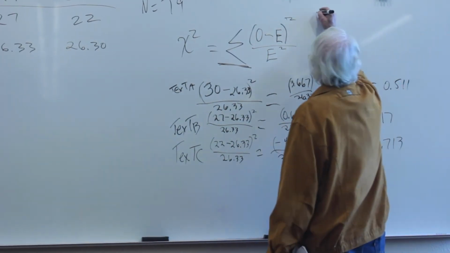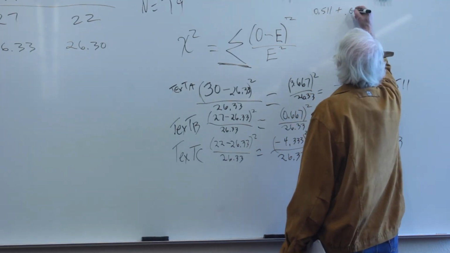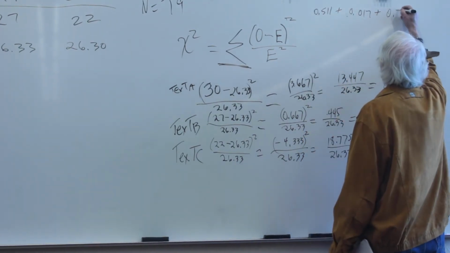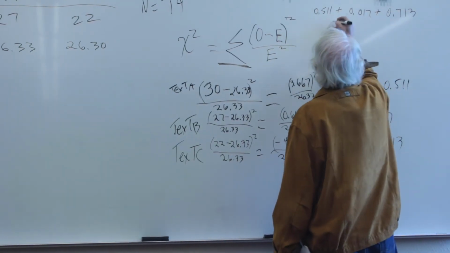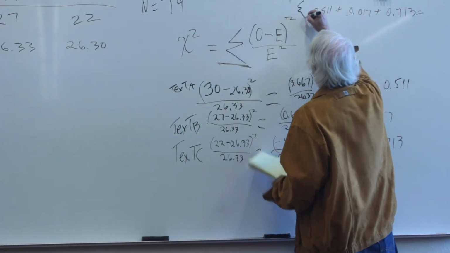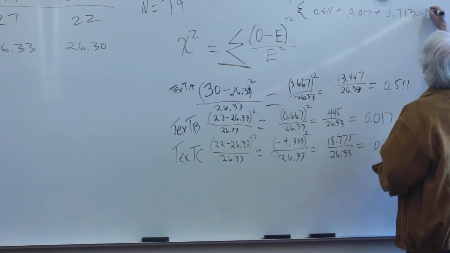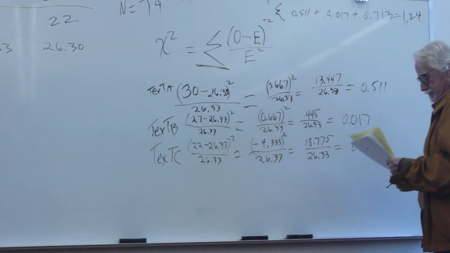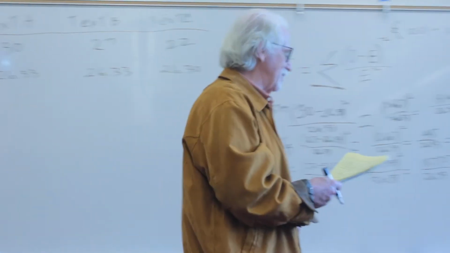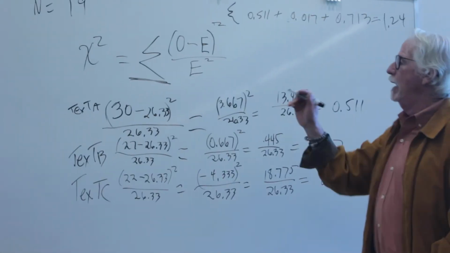Now all I need to do is the sum of all of this. So 0.511 plus 0.017 plus 0.713, and this is equal to 1.24. So you're going to get the unedited version of this, I couldn't do what I wanted. Anyway, I'm going to go back. So we have our sum, we have our value.